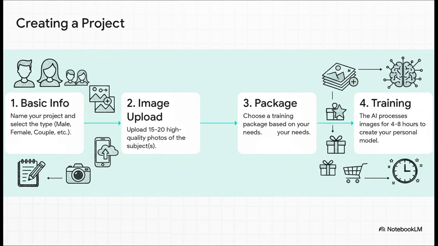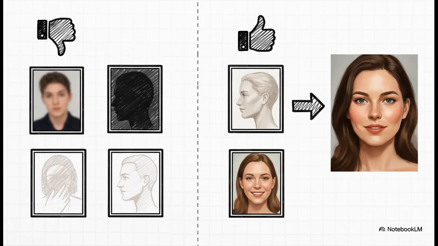And listen, here's a super important pro tip. The quality of your AI model is 100% dependent on the photos you give it. You know the saying, garbage in, garbage out. So you're going to want to use clear, well-lit photos. Get different angles in there, different expressions, different backgrounds. The more variety you feed the AI, the more realistic and versatile your final photos are going to be. It's totally worth the effort.